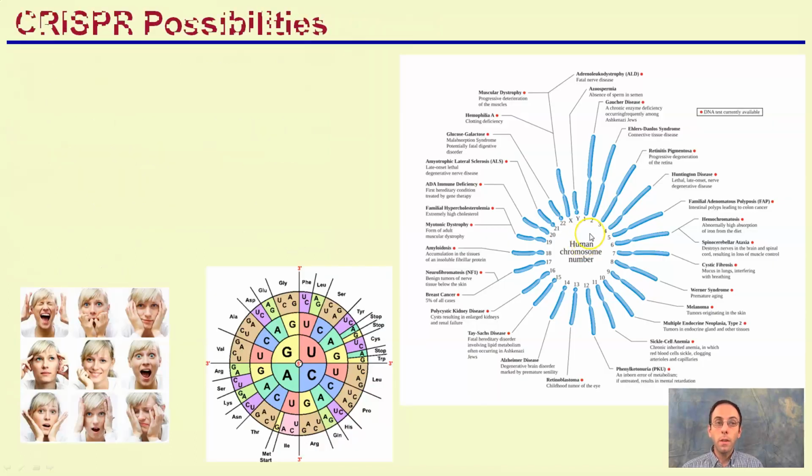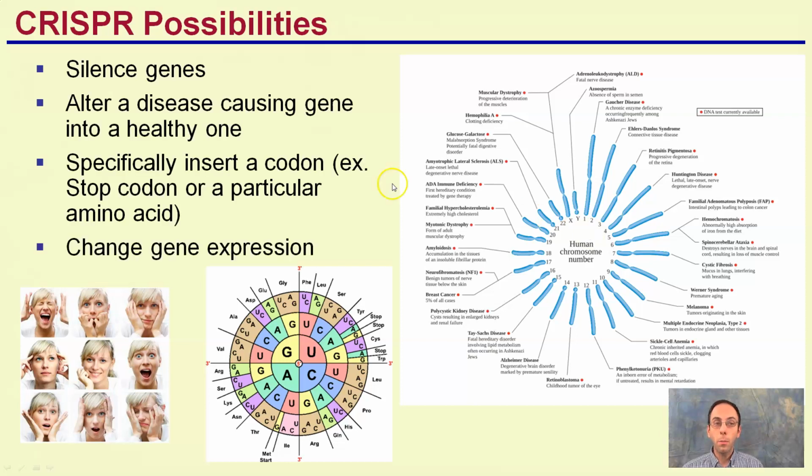Now, the advantages of CRISPR, some of the possibilities: it can silence genes. It can alter disease-causing genes into a healthy one. Here's just an example of some diseases that have been identified on different chromosomes. So once they're identified, if we get the sequence, CRISPR could possibly be used to alter the disease-causing gene into a healthy one, not only to the benefit of the individual, but their offspring and lineage. It can also be used to specifically insert a codon, could be a stop codon or for a particular amino acid, into a sequence. It can also change or alter gene expression, silencing or upregulating genes.